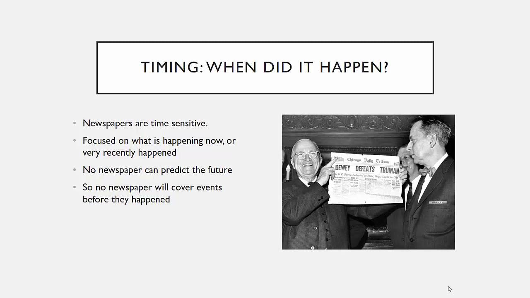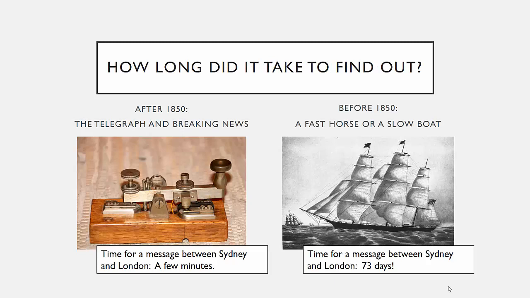Spoiler alert, Dewey lost. With that in mind, when you're looking for newspaper coverage of an event, you're going to want to remember to look for it after it occurred. How soon after? Well, that depends. When looking for newspaper articles after 1850 or so, news traveled as fast as the telegraph could carry it. So for most major cities, you could look for news events within a day or so of their having occurred.